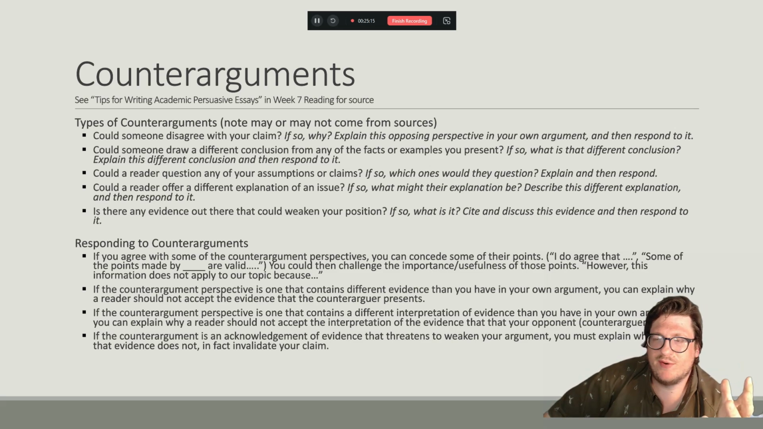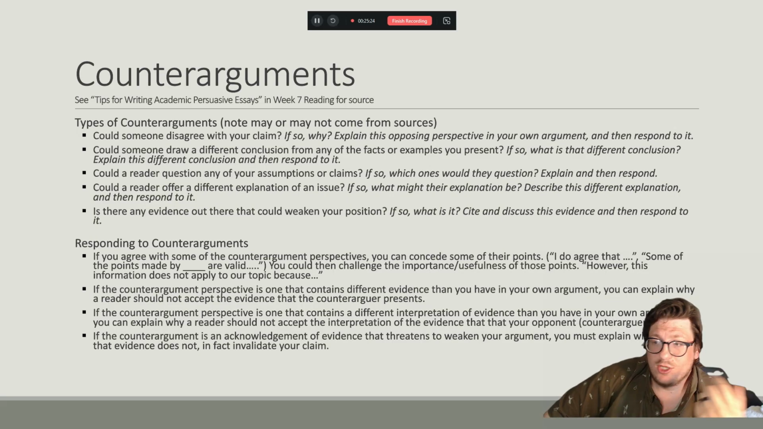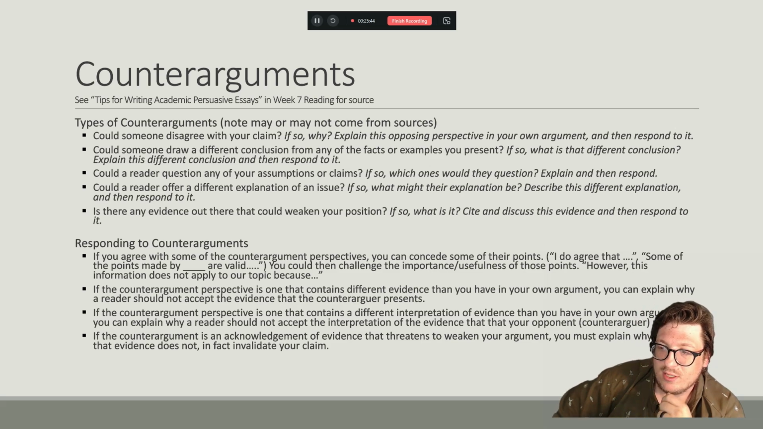Could someone disagree with your claim? If so, why? Explain the opposing perspective in your own argument and then respond to it. Could someone draw a different conclusion from any of the facts or examples you present? If so, what is that different conclusion? And explain it and then respond to it. Why is that conclusion not the right one that people should take away from the data? Maybe it's understandable how they got there, but it's not the best way to read that data. It's not the most accurate picture to draw from it.